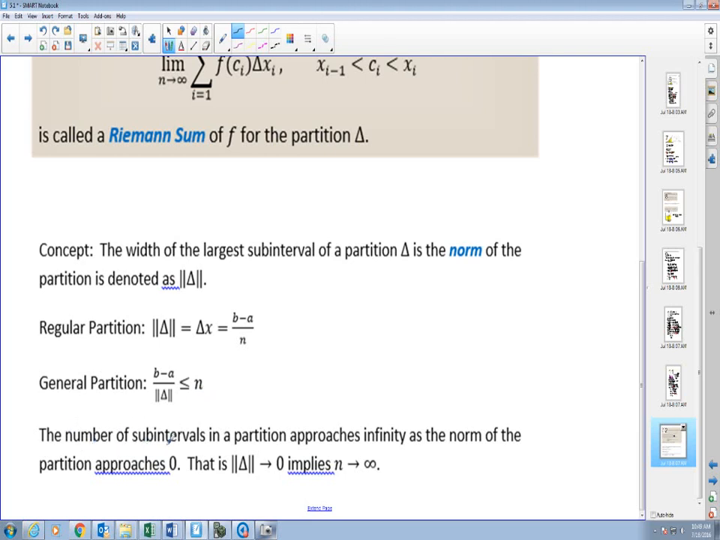What I'm saying is that as the number of subintervals in a partition approaches infinity, the norm of the partition approaches zero. That is to say, if the norm is approaching zero, it implies n is approaching infinity. Now it's kind of funny, just imagine this. Let's say this b minus a is 1, divided by this number that is approaching zero, so that's a real tiny number. Let's say my width is this small. Anything divided by something that is a lot of zeros is actually going to be a big number.